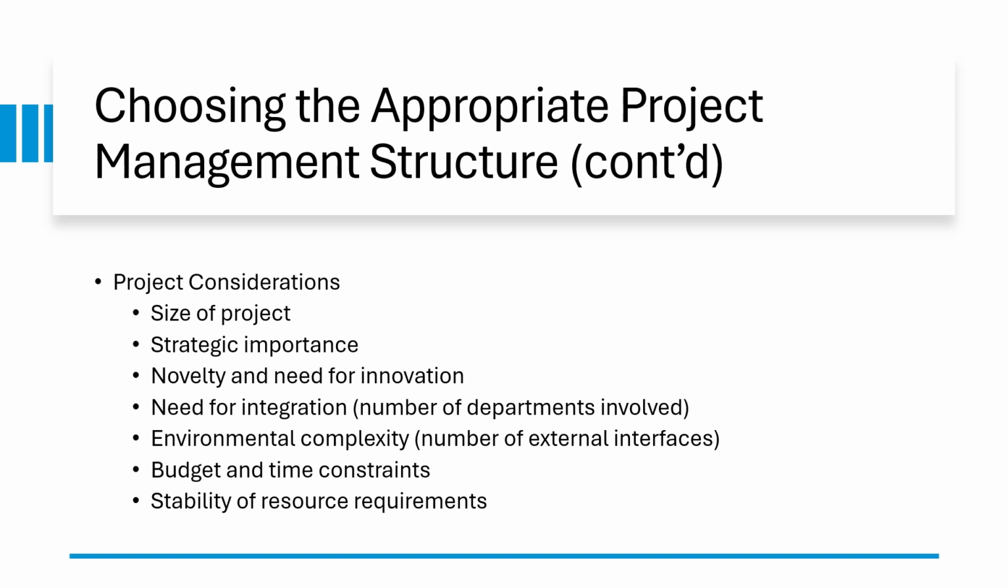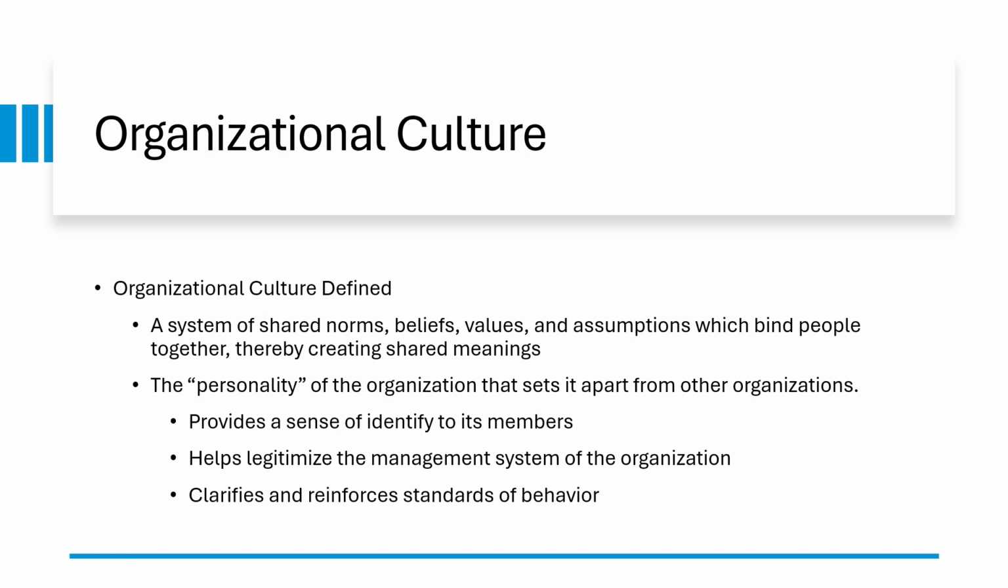Hobbs and Bernard identify seven factors that should be considered, as they can influence the choice of the project management structure. These include size of project, strategic importance, novelty and need for innovation, need for integration, environmental complexity, budget and time constraints, stability and resource requirements. Now we move into the discussion about organizational culture.